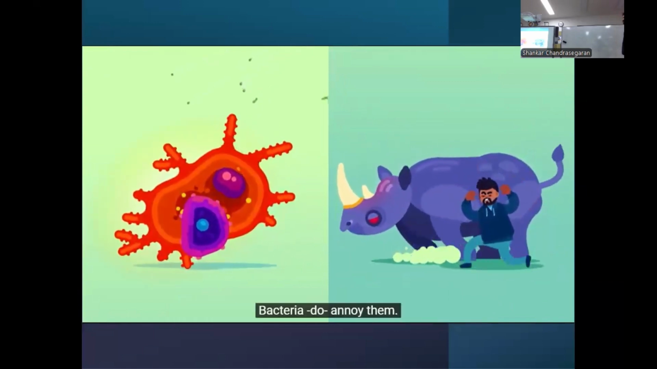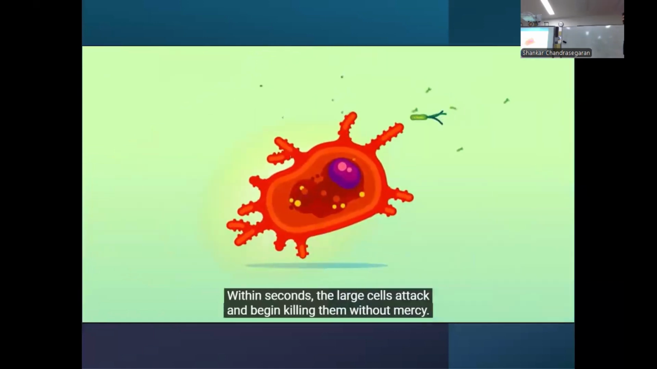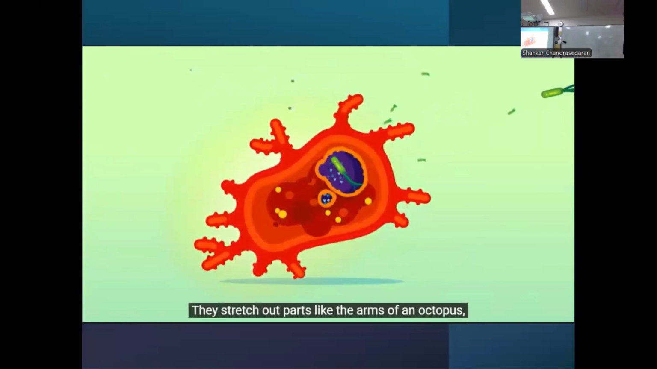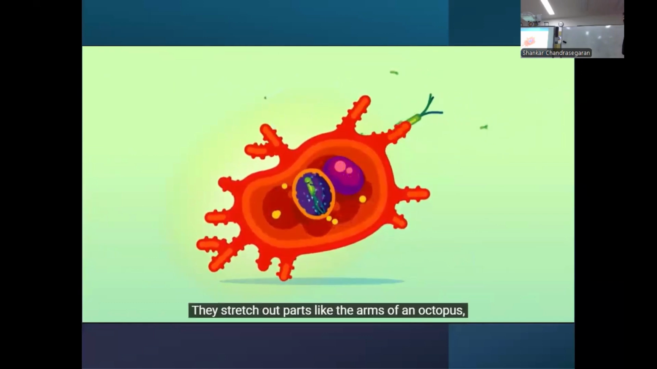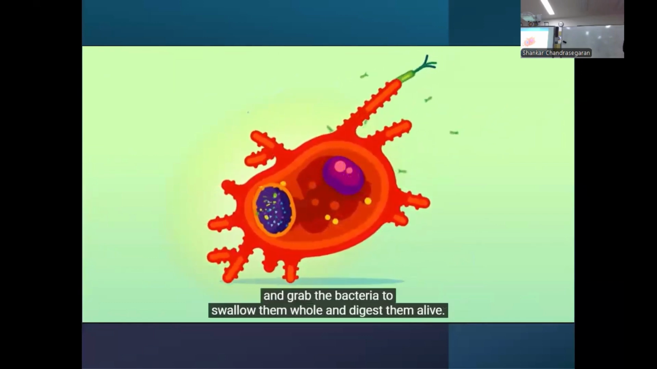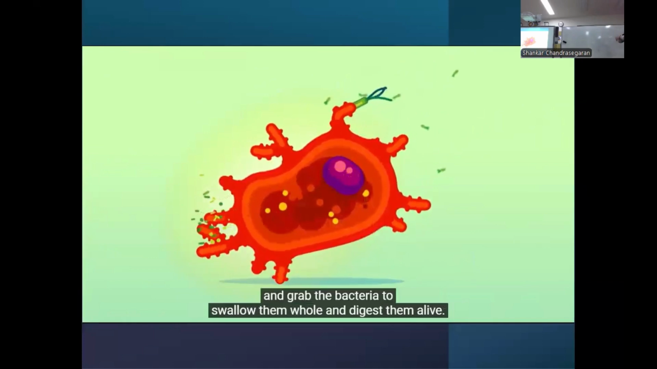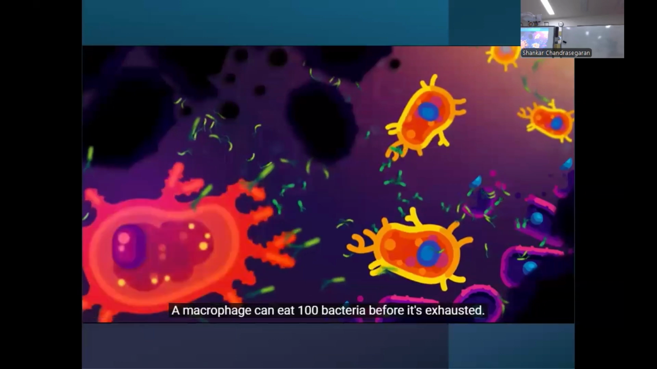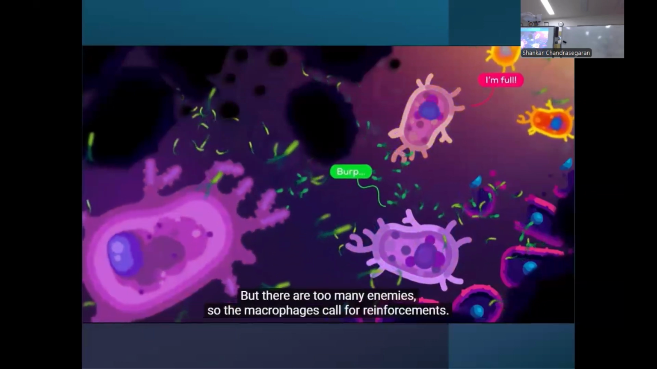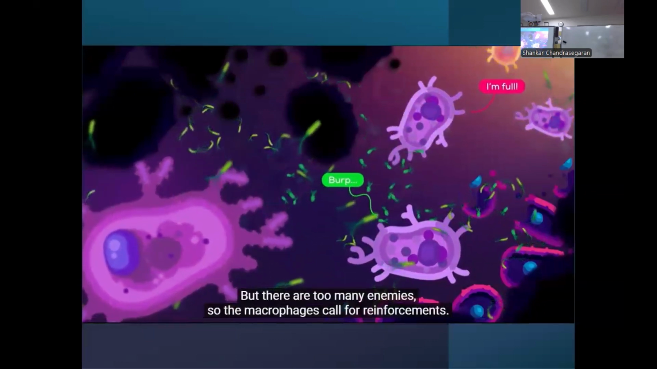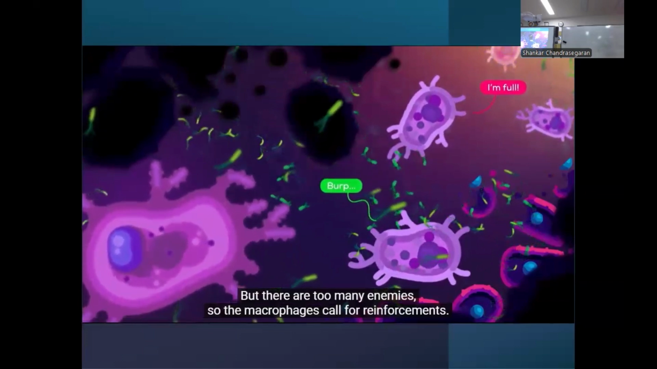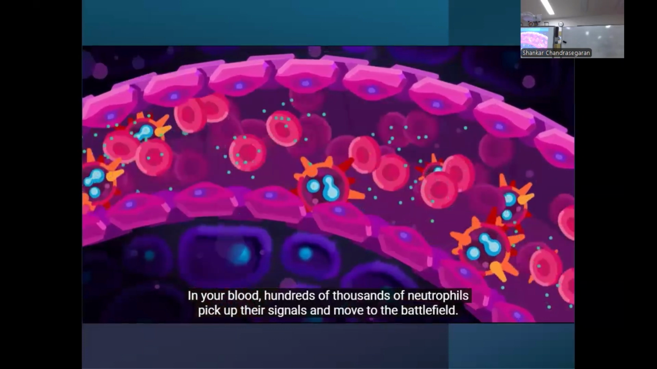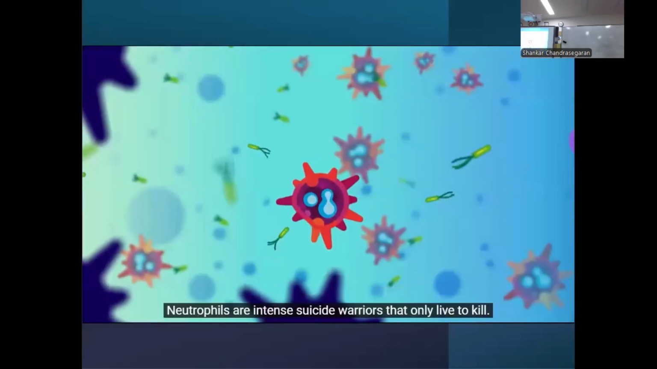Bacteria do annoy them. Within seconds, the large cells attack and begin killing them without mercy. They stretch out parts like the arms of an octopus and grab the bacteria to swallow them whole and digest them alive. A macrophage can eat 100 bacteria before it's exhausted. But there are too many enemies, so the macrophages call for reinforcements. In your blood, hundreds of thousands of neutrophils pick up their signals and move to the battlefield.